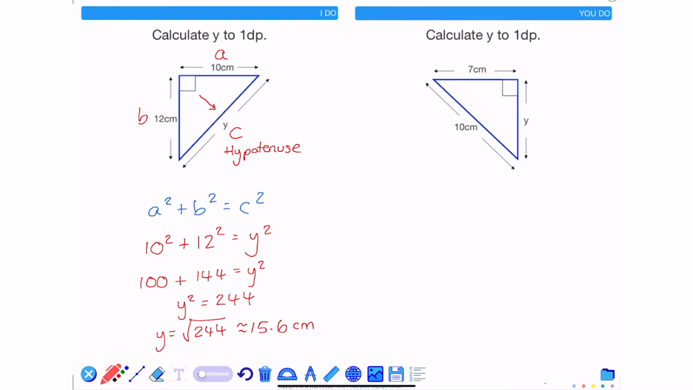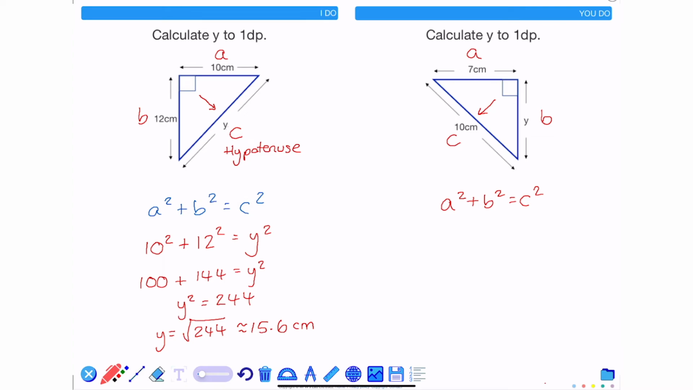So writing down Pythagoras' theorem, a squared plus b squared is equal to c squared, it's important that we label off our diagram to identify what the values of a, b and c are. C is the longest side, opposite to the right angle. A and b can be either value, either 7 or y. I'm going to label the top one a and the side one b.